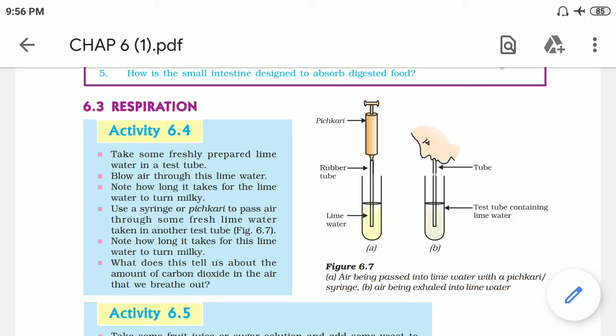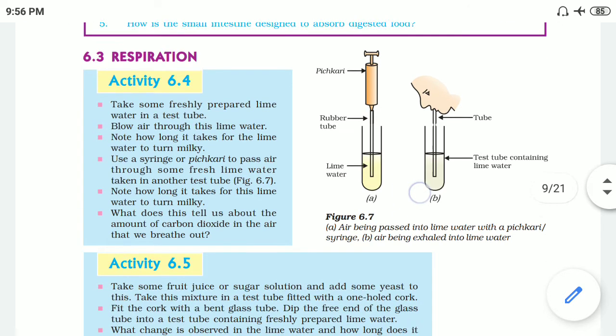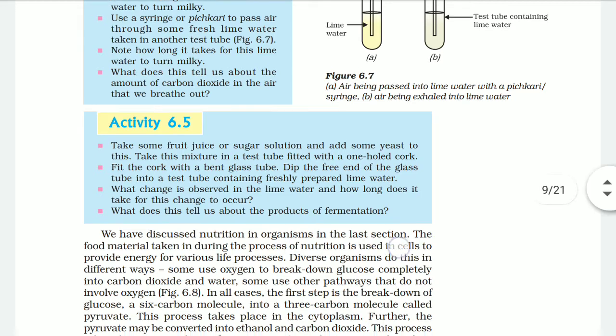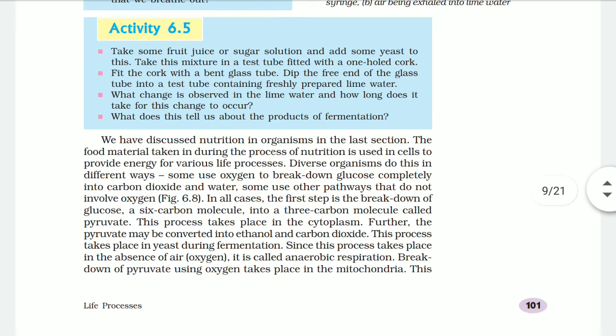This is the fourth part of chapter 6, class 10, respiration. Respiration is a process simply known as breathing. We have discussed nutrients in organisms in the last section. The food material taken in during the process of nutrition is used in the cell to provide energy for various life processes, right? So whatever food we take in, we do some process to make energy for us.